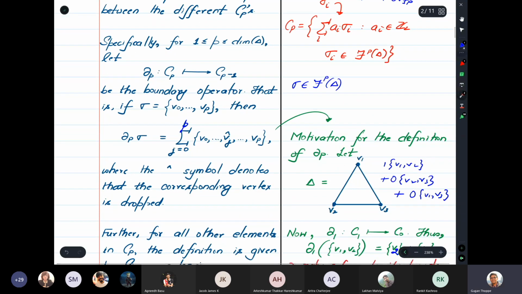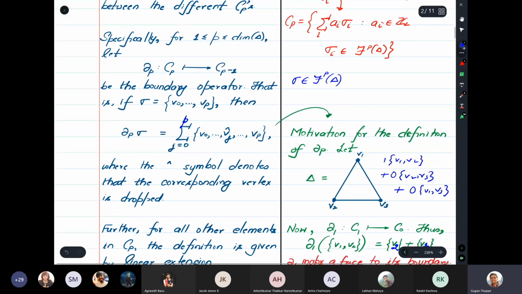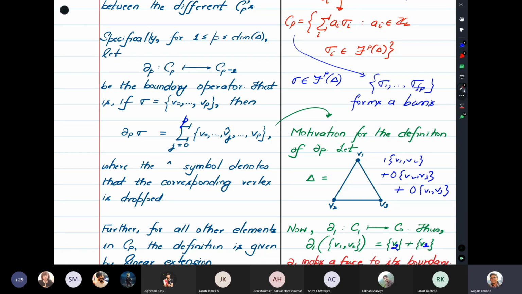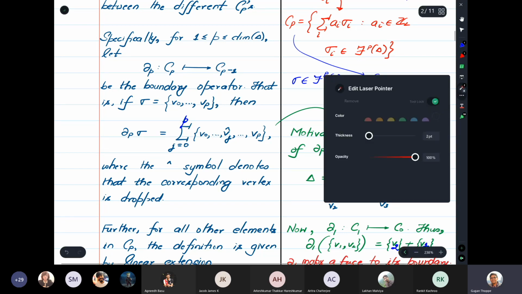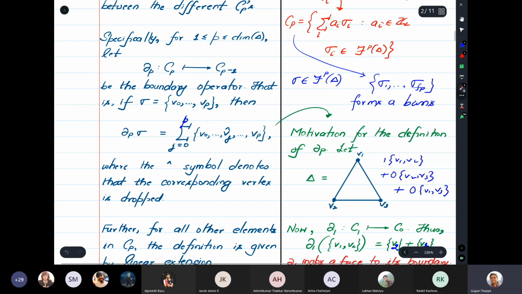But I hope you remember that for this vector space cp, the set sigma 1 to, let's say, sigma fp forms a basis, right? This is what we saw and proved last time, and from that we concluded that the dimension of this vector space must be little fp, right? That is what we concluded. All right, so at this point, what is more important is that sigma 1 to sigma fp forms a basis of cp, right?